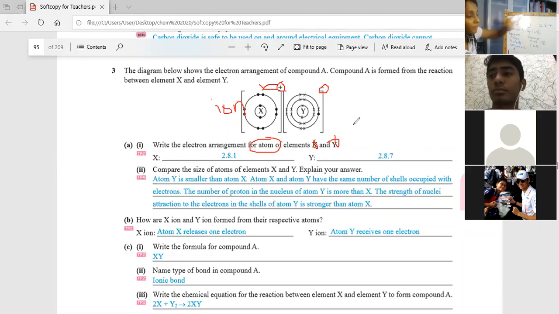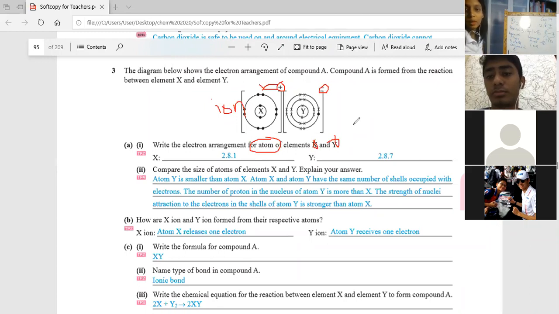2.8.7. What period? Period 3. Which group? Group 7. 17. Very good. Group 17. Whenever the valence electron number is 3 to 7, I must plus 10.